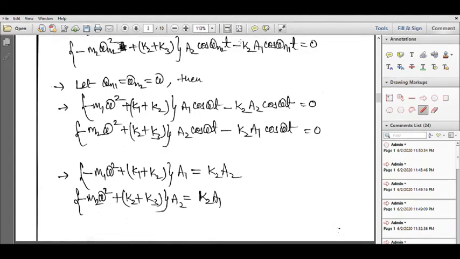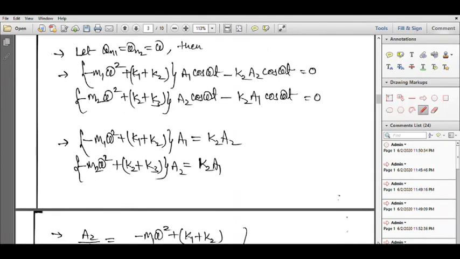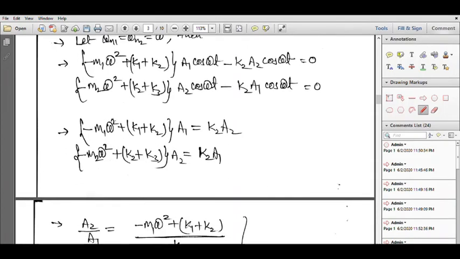Now putting omega here, the equations of motion will be modified, and it will be minus m1 omega square plus k1 plus k2 whole multiplied by a1 cos omega t minus k2 a2 cos omega t equals 0, minus m2 omega square plus k2 plus k3 whole multiplied by a2 cos omega t minus k2 a1 cos omega t equals 0. Now here I'll take cos omega t common, so 0 divided by cos omega t will be 0. Here also I'll take cos omega t common, so 0 divided by cos omega t once again will be 0.